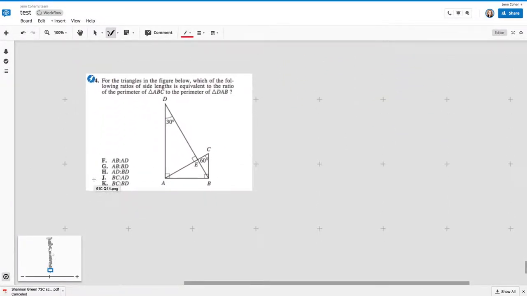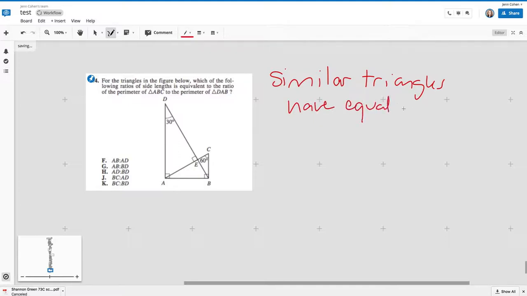Next, let's talk about similar triangles. Similar triangles are really heavily tested, and you always want to be looking for ratios to compare those two triangles. The definition of similar triangles is that they have equal angles. And because of that, the lengths of the sides are proportional.